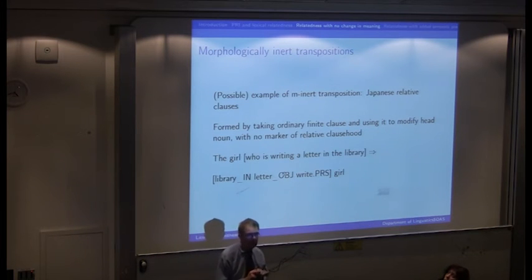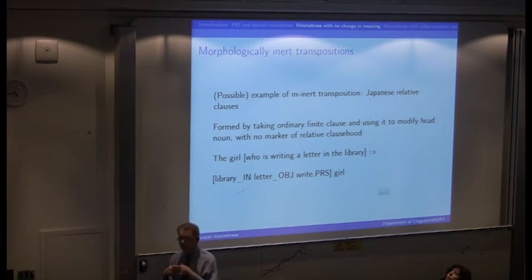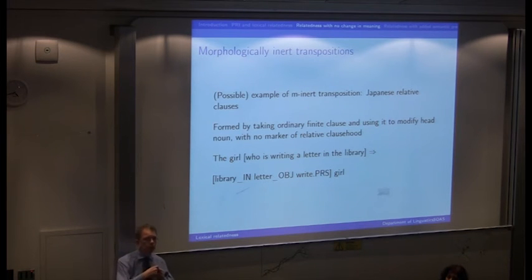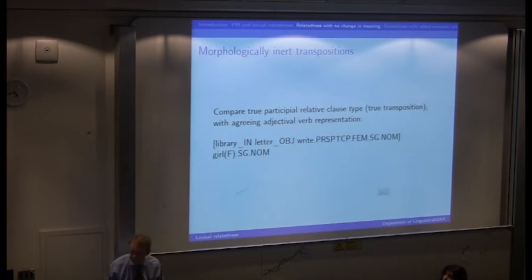One way of analysing that is to say that Japanese permits transpositions of verb to adjective, but it doesn't do that morphologically, it only does it syntactically. And Peter Sells has analysed Japanese morphosyntax in a way which is kind of like this, actually, but from the syntactic side of this.